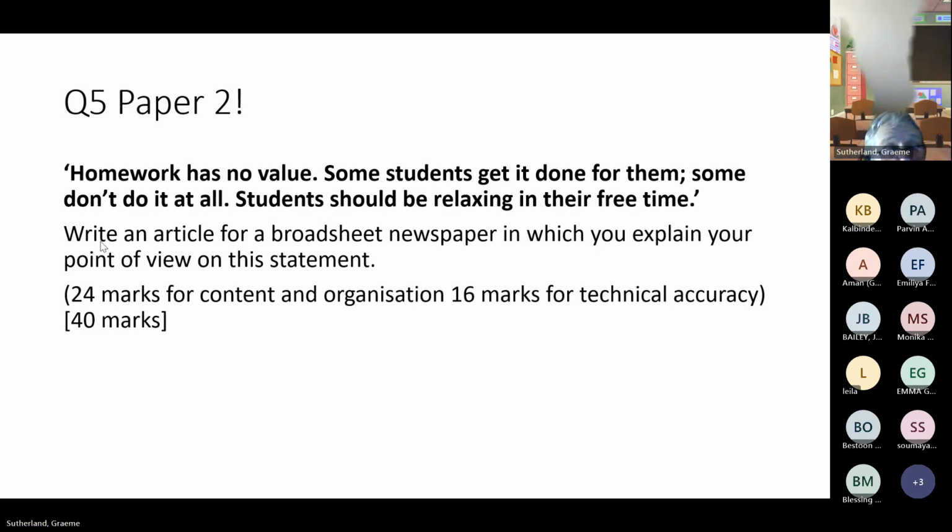Then you have the instructions. In this case, write an article for a broadsheet newspaper in which you explain your point of view. It's not an argument. It's not a balanced account. It's just your points of view about homework, perhaps, and its value. Okay. 24 marks out of 40 are for the content, what you have written and the way you have written it, and how you've organized it on the page into paragraphs. 16 marks are for technical accuracy, which is spelling, punctuation, vocabulary, and grammar. Okay, but most of the marks are for the content. So let your mind go free. Really go there and explore these ideas.